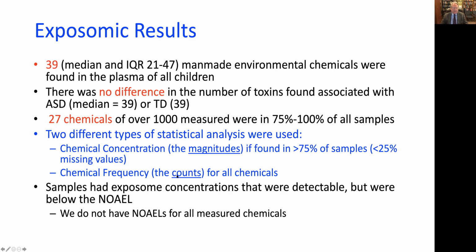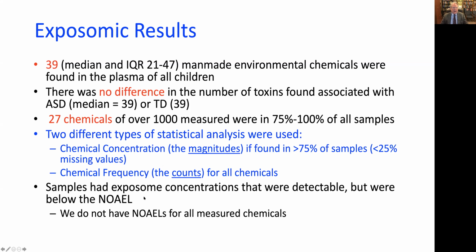And to analyze this, exposomics requires a little bit different statistical analysis. So there are two different kinds. For the chemicals that are common to all the samples, you can actually look at the magnitude of those chemicals in the blood by common measures of Student's t-test and Mann-Whitney or Welch's t-test. But to look at the frequency of chemicals, the counts in children with autism versus the counts of those chemicals in typically developing kids, you actually have to use another test called Fisher's exact test or a chi-square.